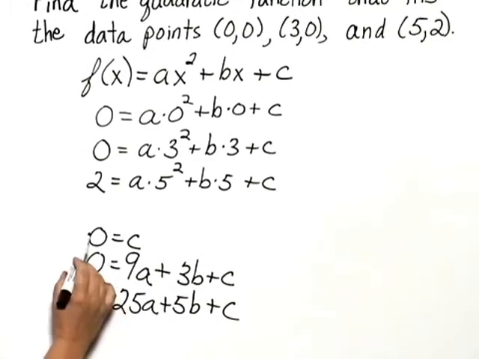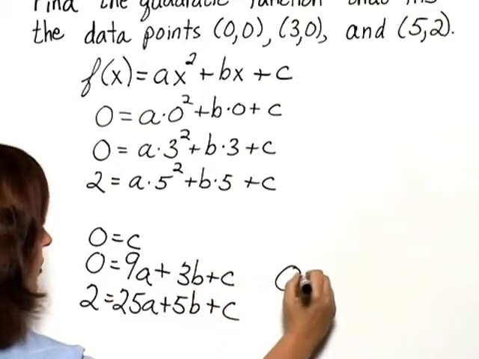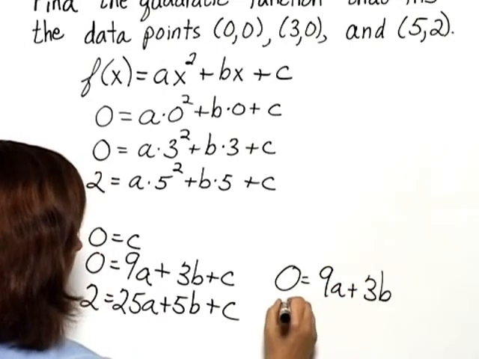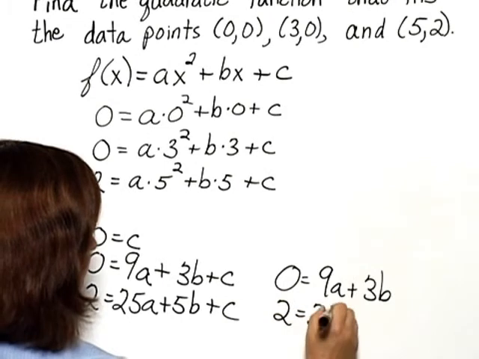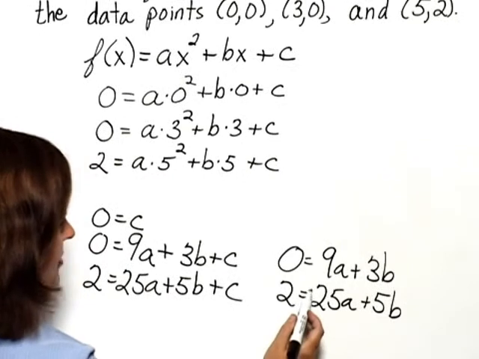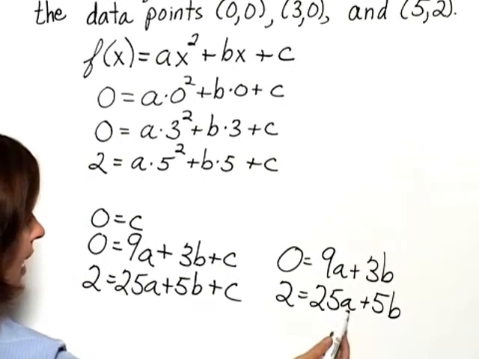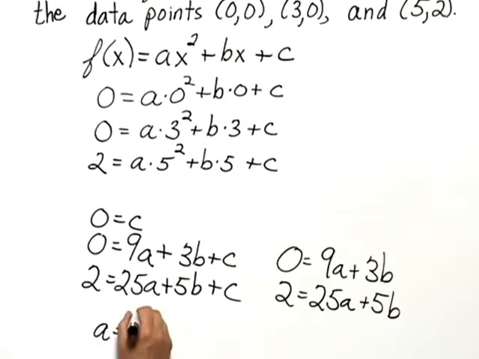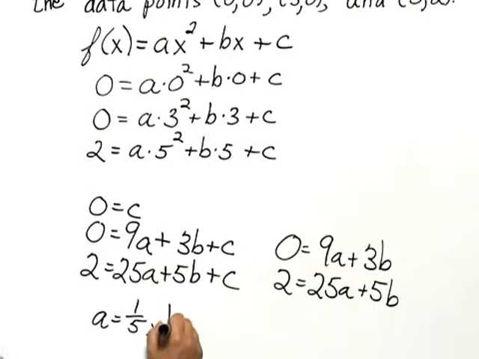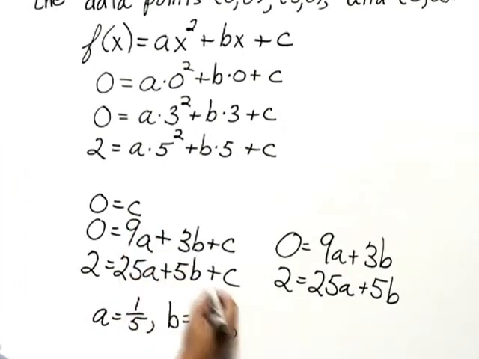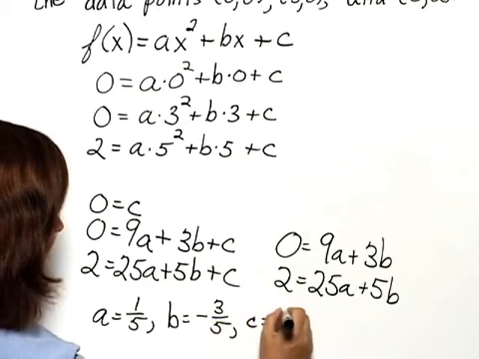Now, if we know that 0 is c, we can put 0 in for c here. And that gives us the equations 0 = 9a plus 3b, and 2 = 25a plus 5b. What you see here now is a system of 2 equations in 2 unknowns, a and b. If we solve this, we would find that a is 1/5, b is -3/5, and we can see from up here that c is 0.